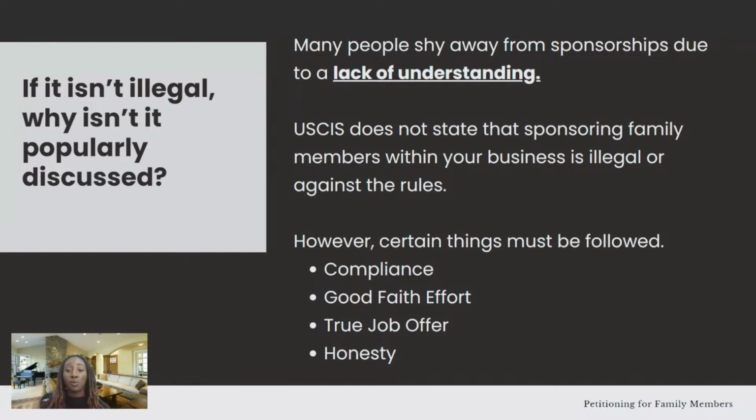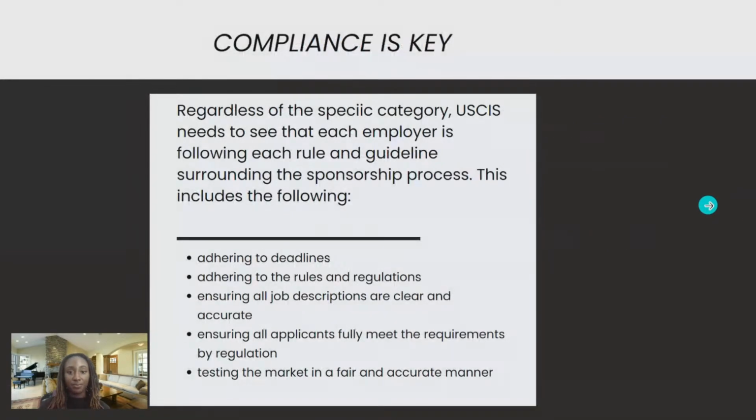However, it is extremely important that certain things are followed, and it's really about the regulations and the way that you're going about it. And the main things you want to look at is compliance. That's with the Department of Labor and with USCIS, a good faith effort, and we'll go into a little more detail as to what that means in certain categories, whether there's a true job offer, and honesty, because again, on the forms, it does ask you whether or not this is a family member or a closely held relationship. So it's always important to discuss and disclose that so that USCIS is not questioning the validity and the honesty around your application.